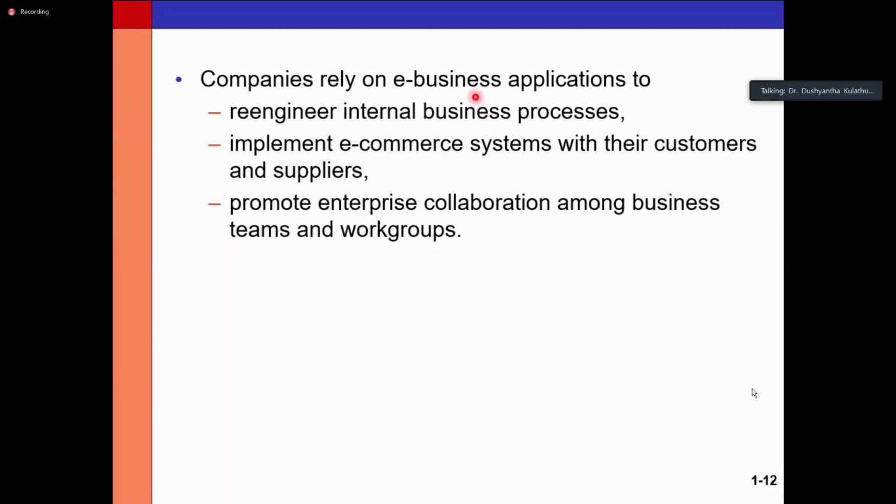Okay, is this clear, the reasons for utilizing e-business applications by an organization? Yes, sir, it was. Yes, thank you.